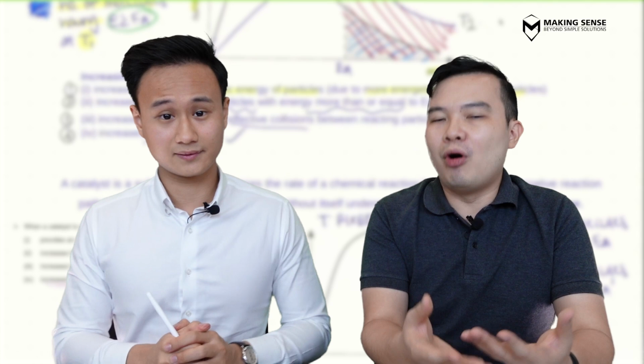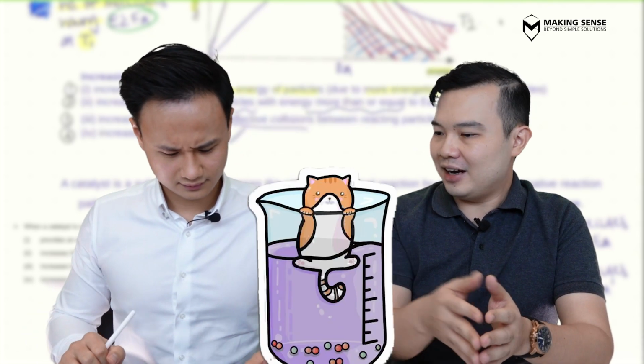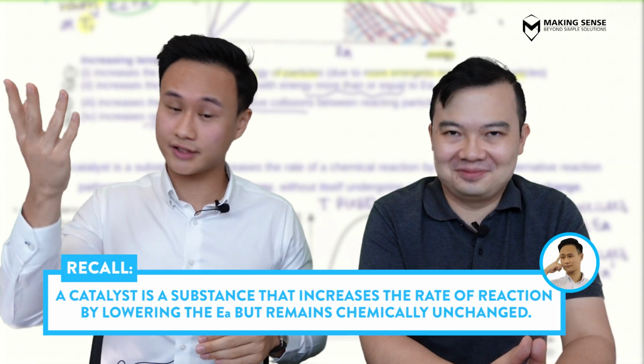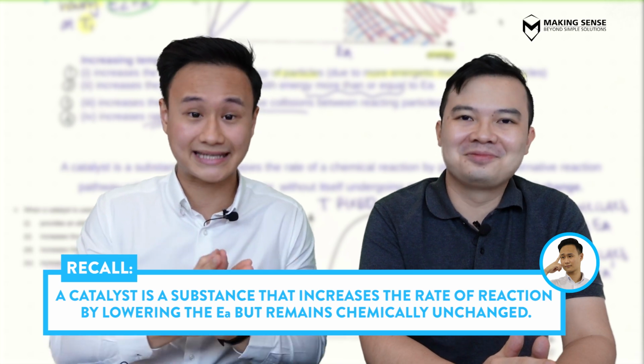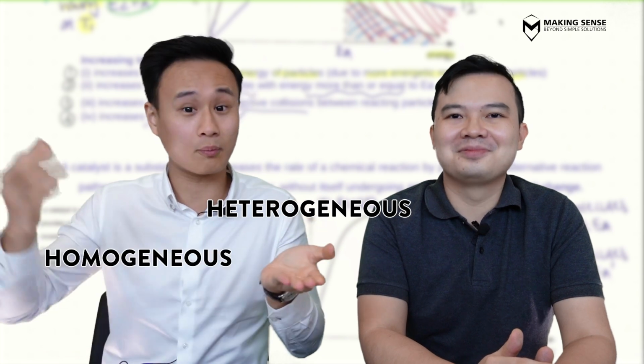Moving on, we're going to delve more into the idea of a catalyst. So everybody knows the definition of a catalyst, right? Can you run us through it? Well, sure. So a catalyst is a substance that increases the rate of reaction, right, by lowering the EA, but it remains chemically unchanged. Now, in A levels, we have two types of catalysts. We have heterogeneous and homogeneous, okay?